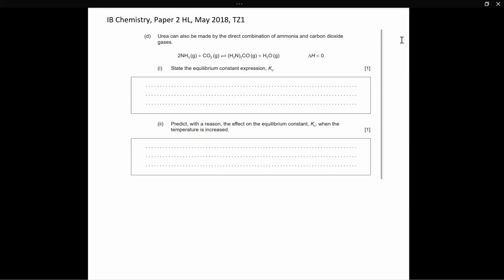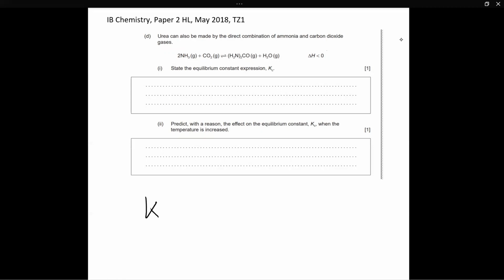So urea can also be made by the direct combination of ammonia and carbon dioxide gases. They have given us the reaction over here, and they've also given us the enthalpy change. They haven't exactly specified what it is, but they've told us it's less than 0, meaning it's exothermic. First thing, state the equilibrium constant expression Kc. This is one of the simplest questions, an easy way to score 1 mark.